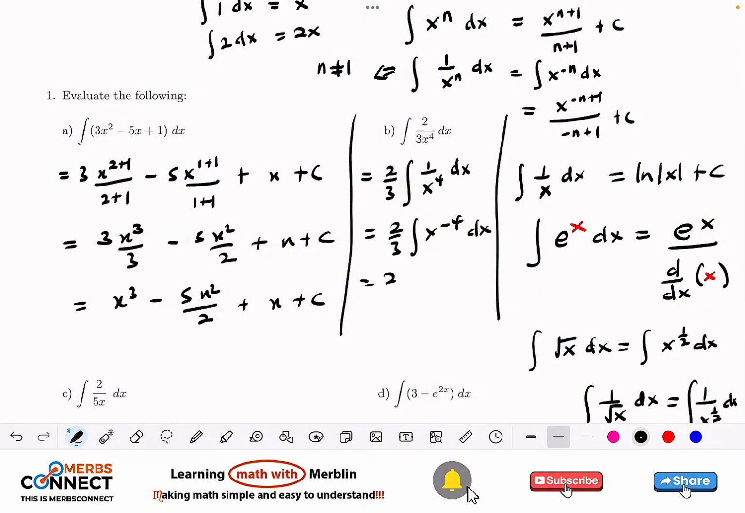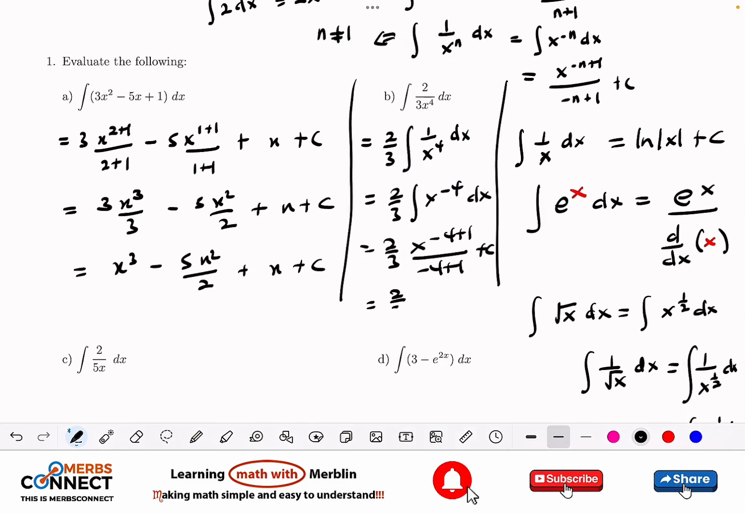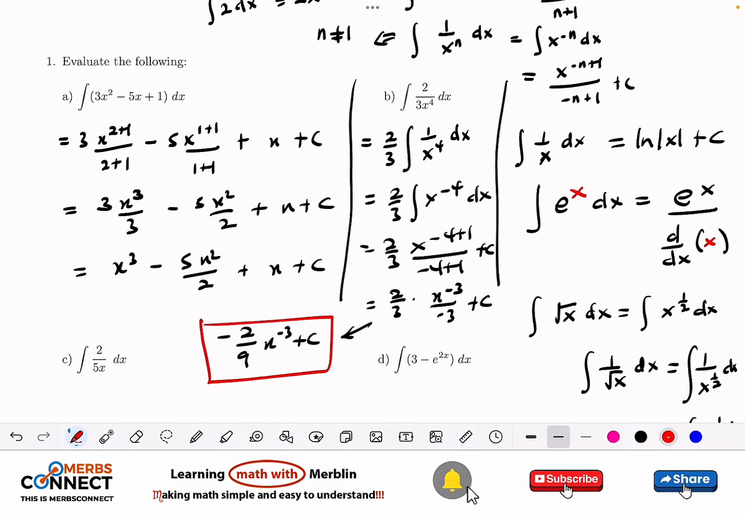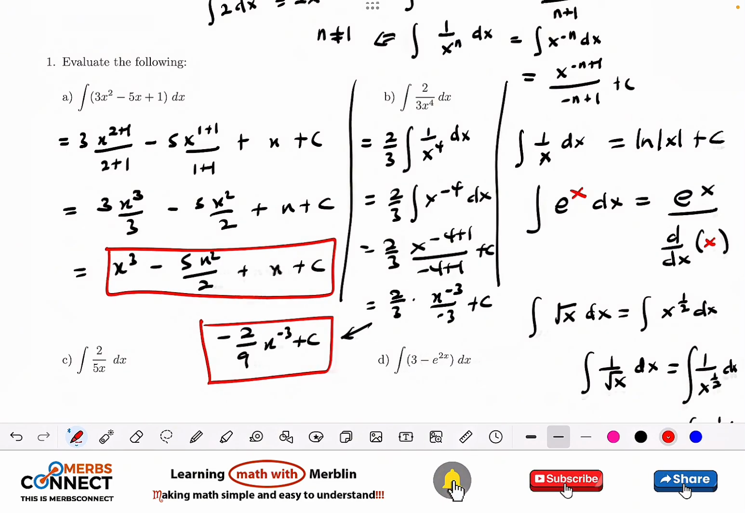This is 2 over 3 x to the power minus 4 plus 1 divided by minus 4 plus 1 plus the c. And this is going to give us 2 over 3 times x to the power minus 3 divided by minus 3 plus c. And then our final results should be, when I multiply, I should have something like minus 2 over 9 x to the power minus 3 plus c. So this is what I'm going to get as my final result for the B, and this is for the A.